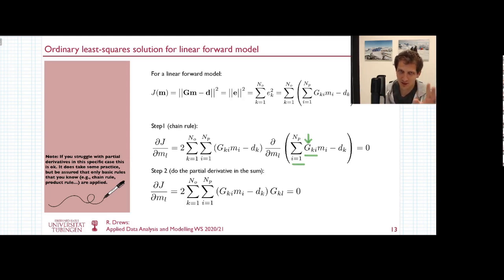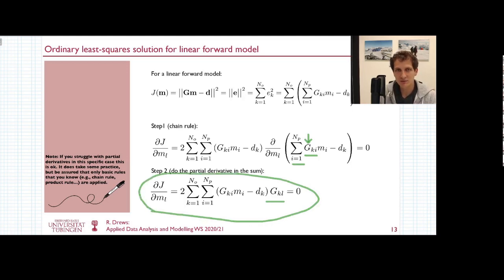Think about this for a little while, understand it, and then move on, because then we are here. So the sum over all the model parameters has collapsed, and we end up with this equation down here. And we will now go to the next step.